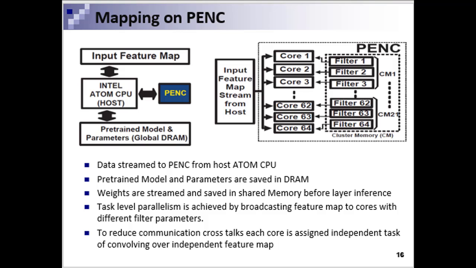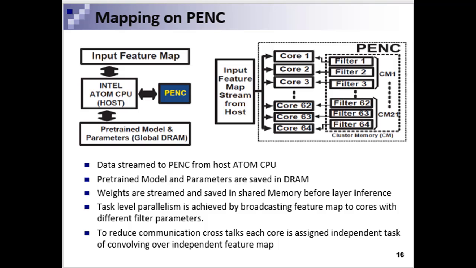So this is a high-level framework of what we are accomplishing here. An Intel Atom CPU is sitting outside as a host. It has access to input feature maps, which are the images, and to the pre-trained models. That is, we train our models offline. Therefore, we have the binaries of the weights. Now it is streaming data into PENs.